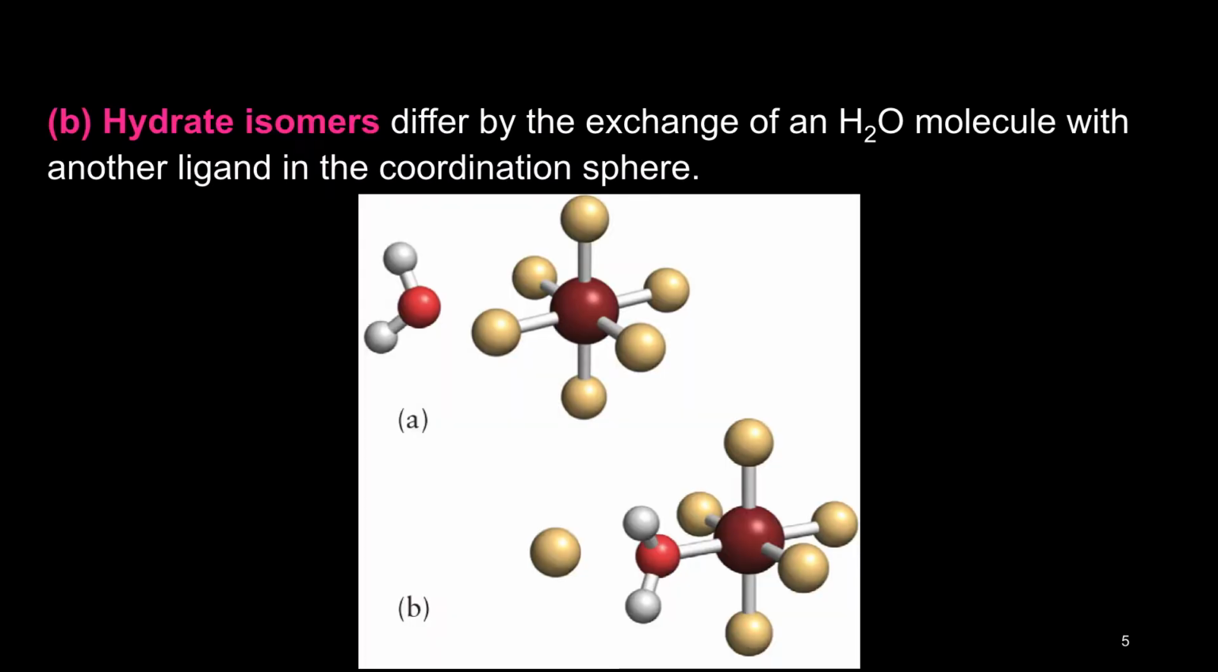The structural isomer called a hydrate isomer is similar to ionization isomer, only this time a ligand inside the complex is changing places with a water outside the complex.